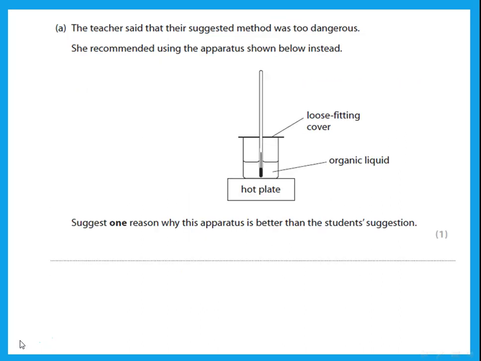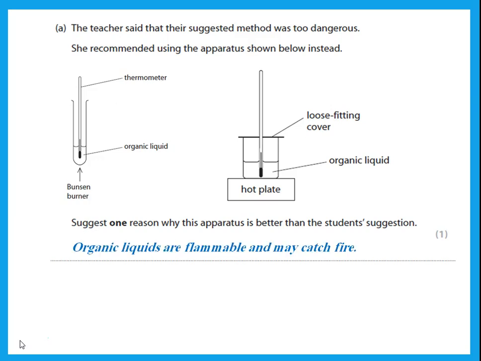Now, the teacher said that their suggested method was too dangerous. She recommended using the apparatus shown below, where you put the container on a hot plate. So you're not using a Bunsen burner, you're not using open flame. So just one reason why this apparatus is better than the other one, which had a Bunsen burner under the test tube. Of course, this is because organic liquids are flammable and may catch fire.